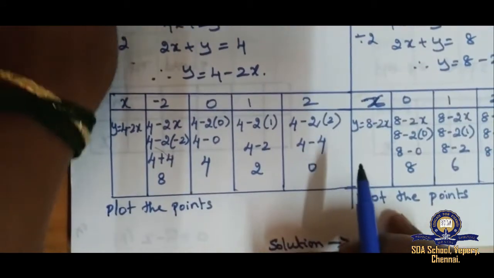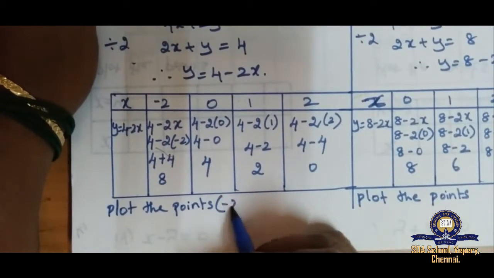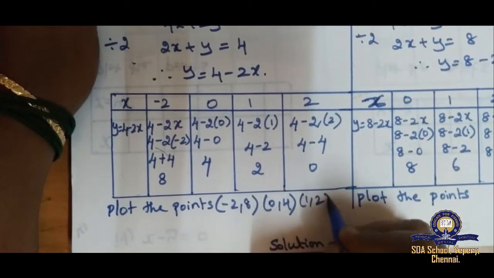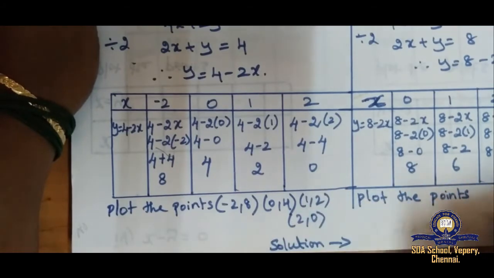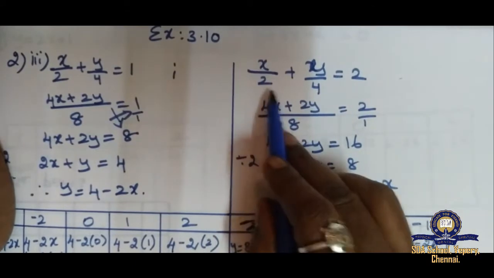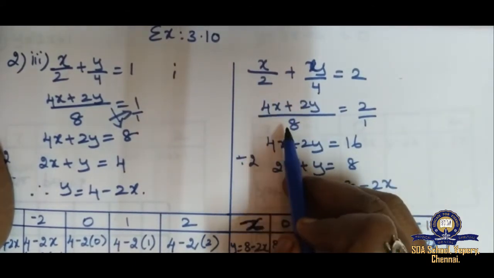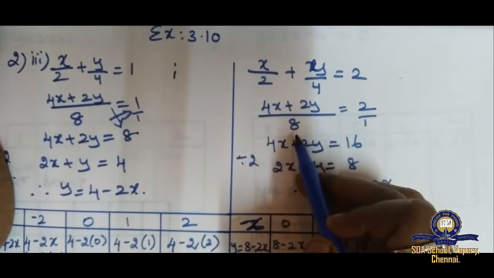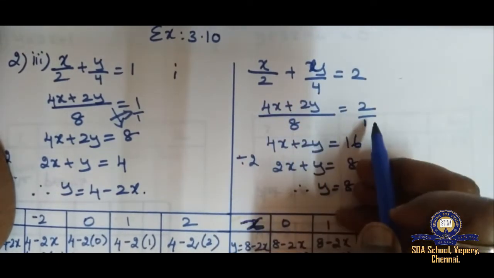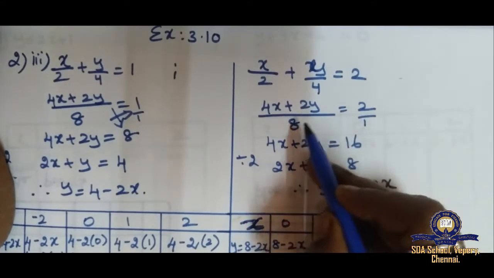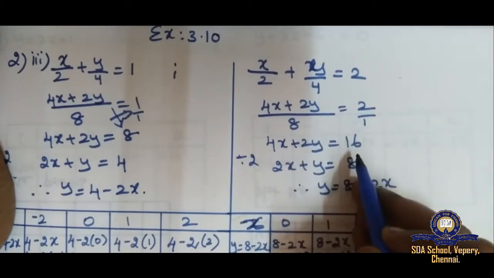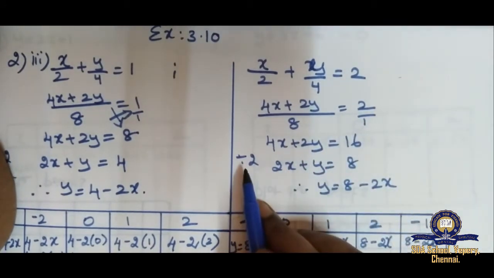Then you have to plot the points: minus 2 comma 8, 0 comma 4, 1 comma 2, 2 comma 0. Then we have to see the next equation. The next equation is also the same way. 2 4s are 8. So 4 into the numerator is 4x. Here, 4 2s, 2 into y is 2y is equal to 2. If I cross multiply, the same thing will be visible here: 4x plus 2y. 8 into 2 becomes 16.